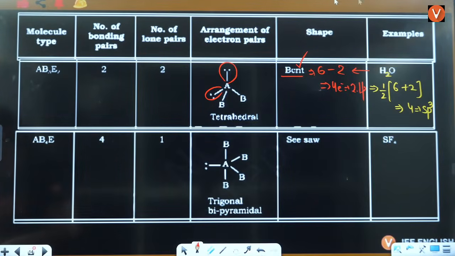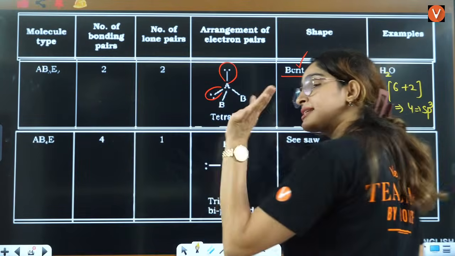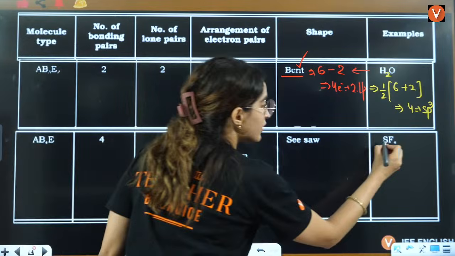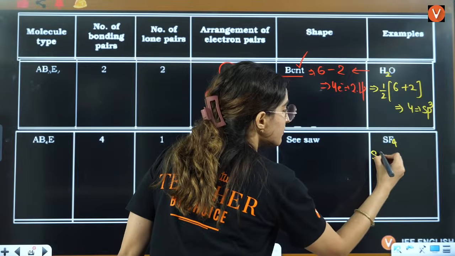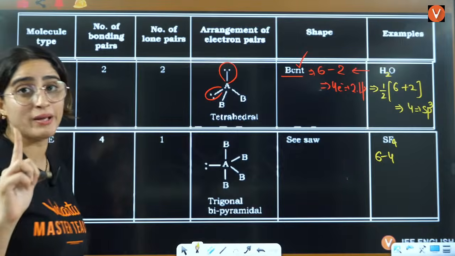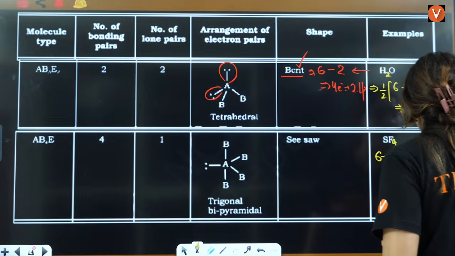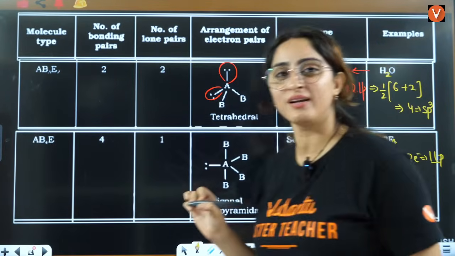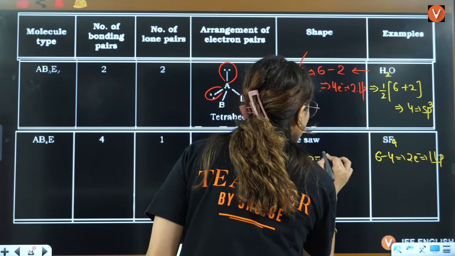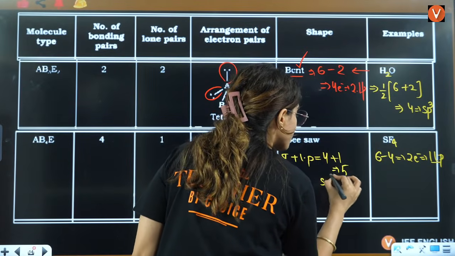Let's talk about the next question. Do both have the same geometry? Yes. NH3 and water have the same geometry. Now let's talk about SF4. Sulfur belongs to group number 16, that is 6 valence electrons, out of which 4 are forming bond pairs with fluorine. So you have 2 electrons, that means you have 1 lone pair. Sigma plus lone pair: 4 sigma bonds, lone pair is 1, that is 5. So that means it is sp3d.